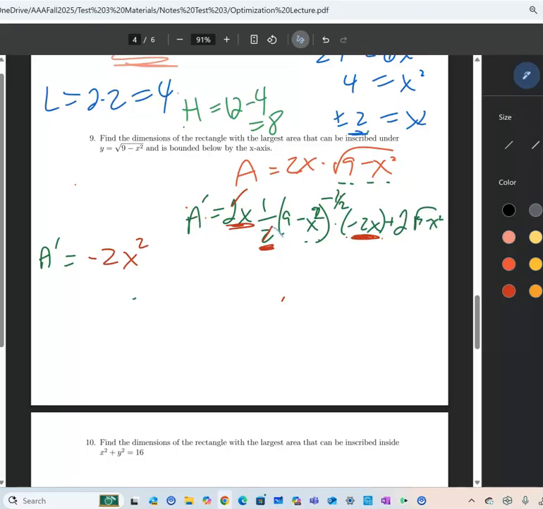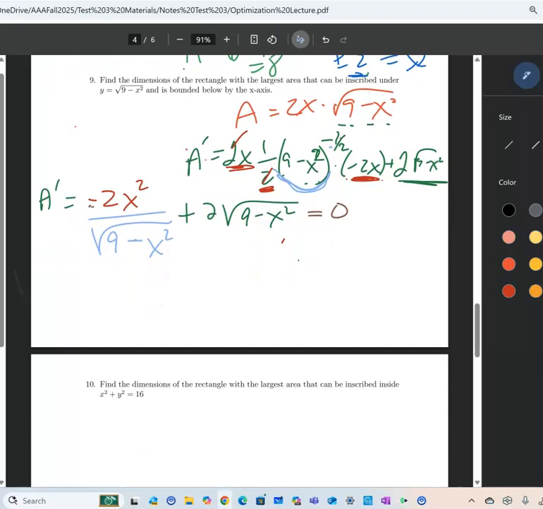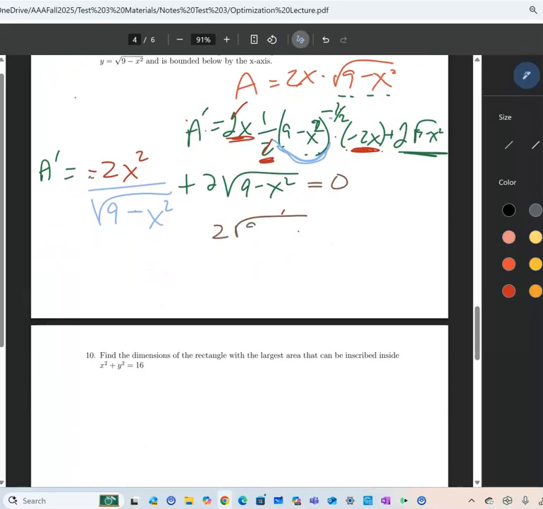Next, I'm going to take the time to put this term in the denominator because it's got a negative exponent. So that's the square root of 9 minus x squared. Okay, then this term just carries along for the ride. Plus 2 root 9 minus x squared. All right, I want to set this equal to 0 to find the critical numbers, right? So if I set this equal to 0, how about if I move this negative term to the other side? So I get 2 root 9 minus x squared equals 2x squared over root 9 minus x squared.